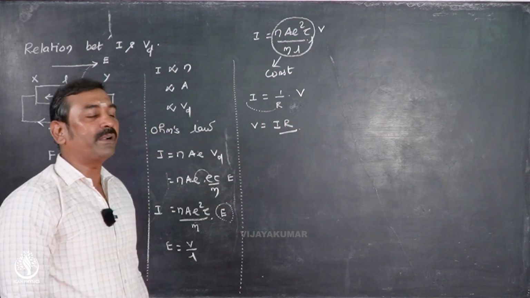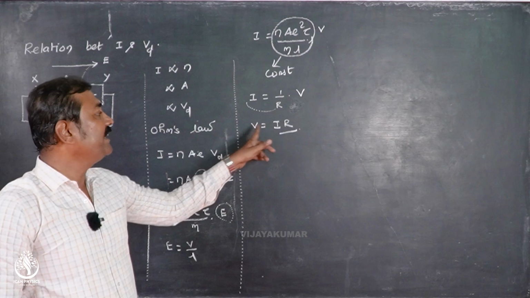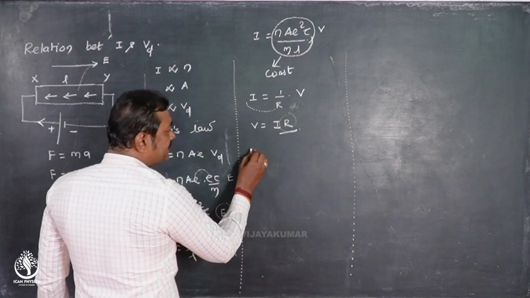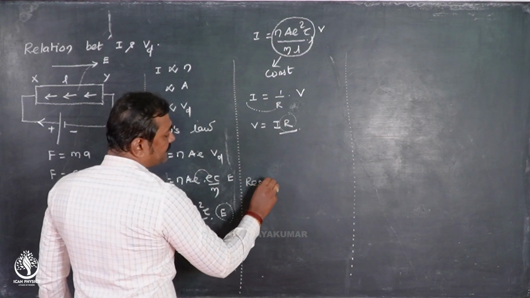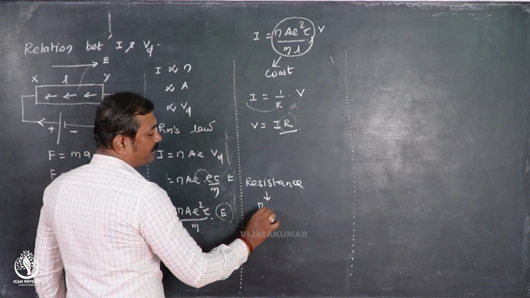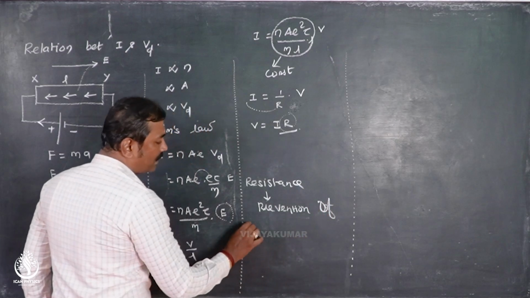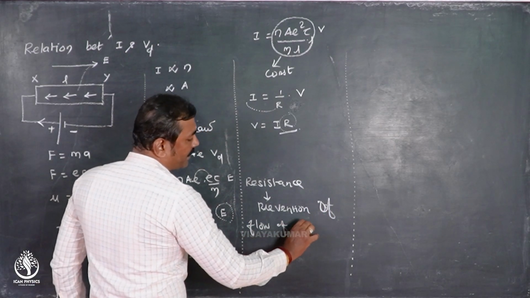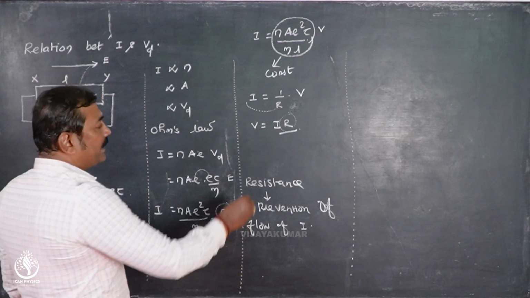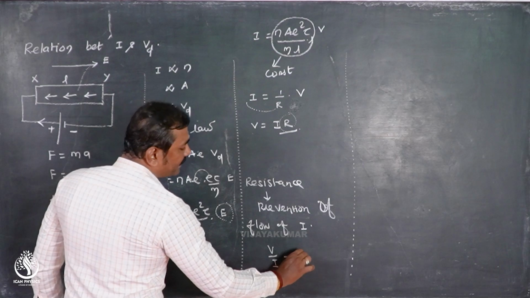Now we are going for the second mnemonic: VIR. So V equal to IR. What is R? R is the resistance. What is resistance? Prevention of flow of current. The multiplication I comes as division I, so V by I equal to R.